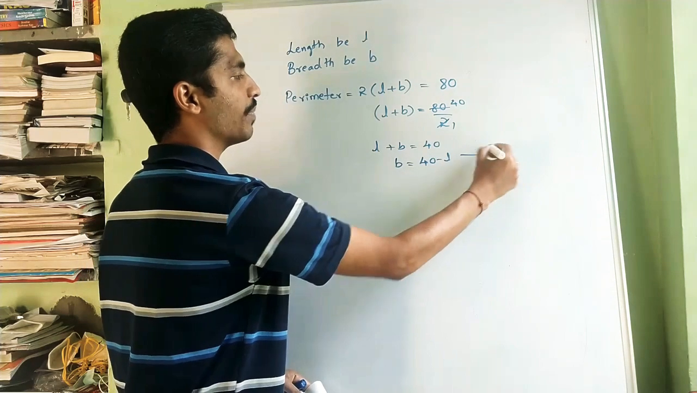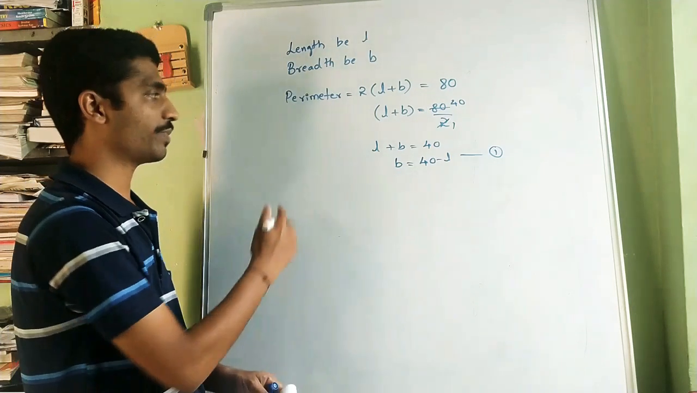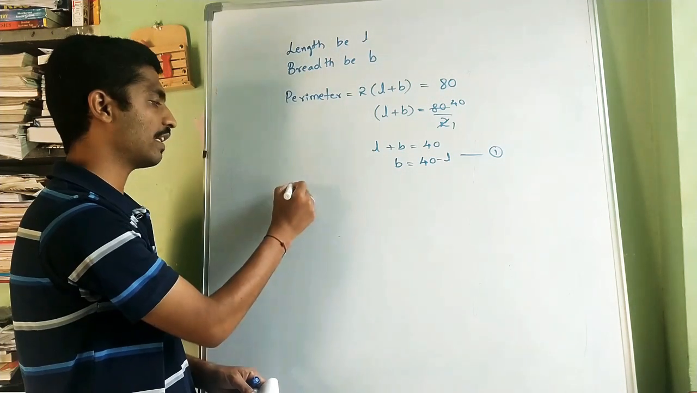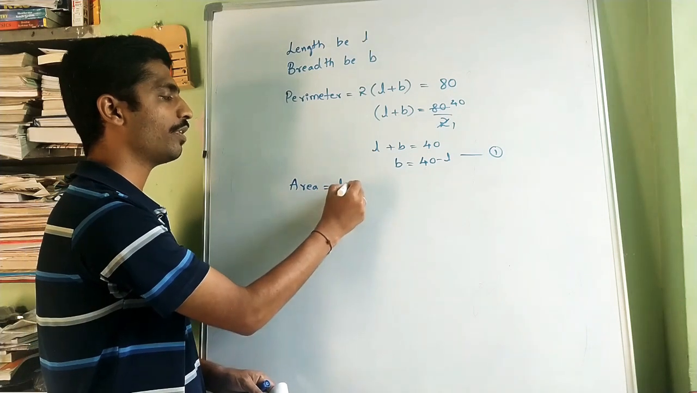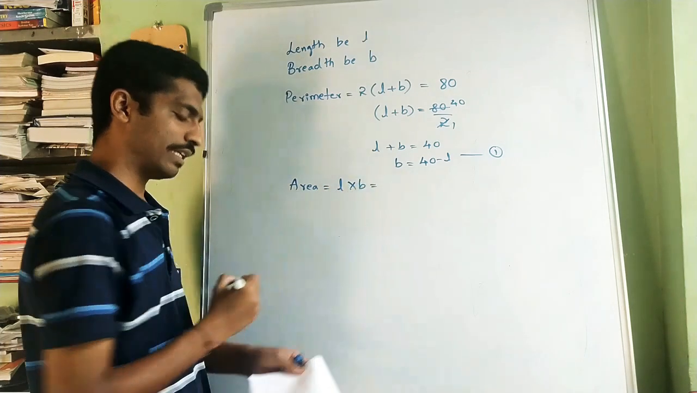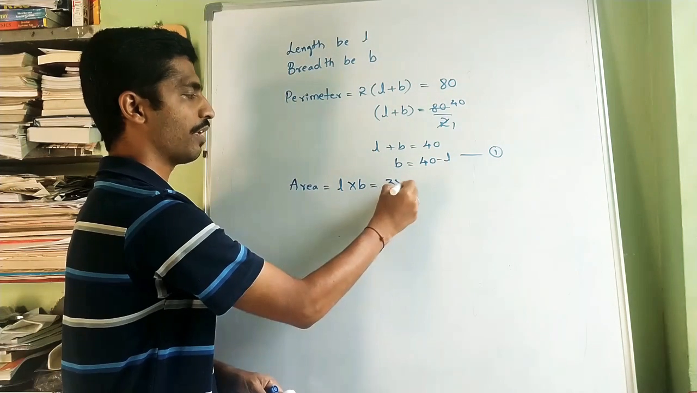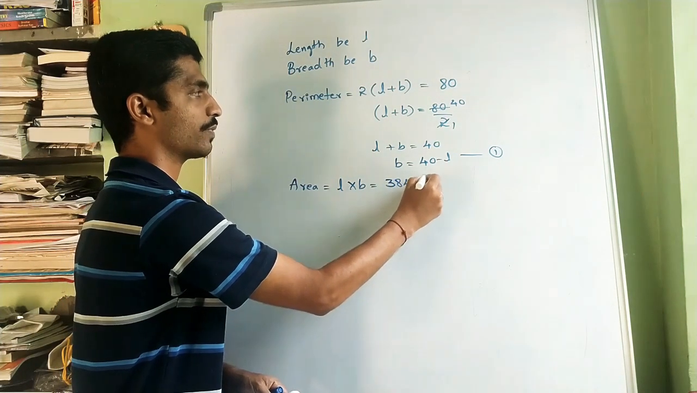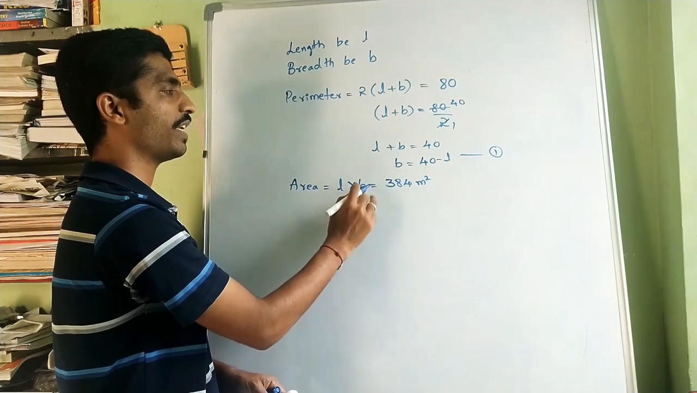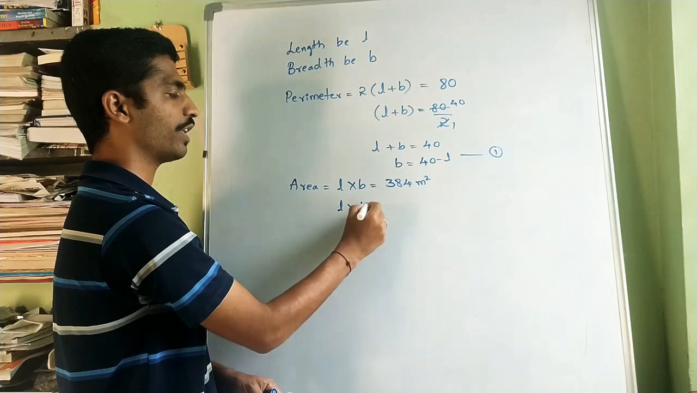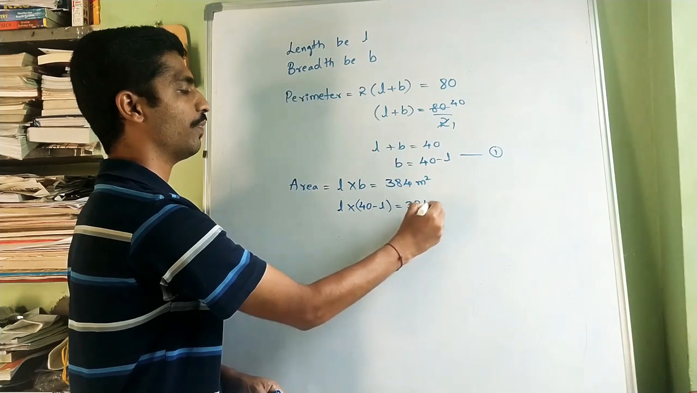So I will take the B as 40 minus L. So let's take equation number 1. So it will be useful for substituting in the next equation. So next equation, what? That is area. So area is what? L into B. Okay, that is how much? 384 meter square. Okay, so L keep like that only. What is B? B will be 40 minus L equal to 384.